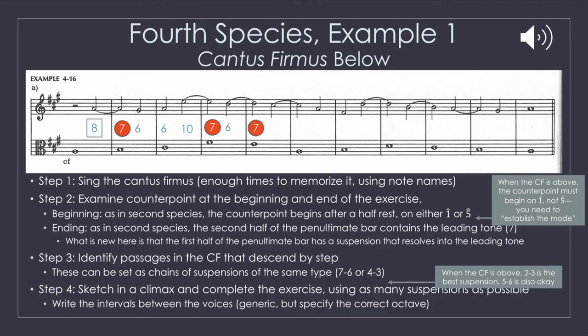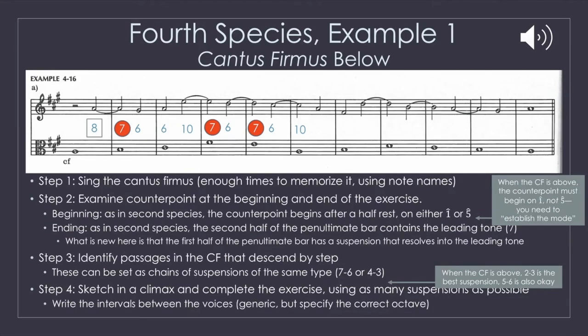Then we saw that we could have a chain of suspensions here, because whatever suspension works in bar 4 should be able to work in bar 5, and it does. A 7 going to a 6. So there's an E in the cantus firmus against a D in the upper voice, and the D resolves down to C sharp.